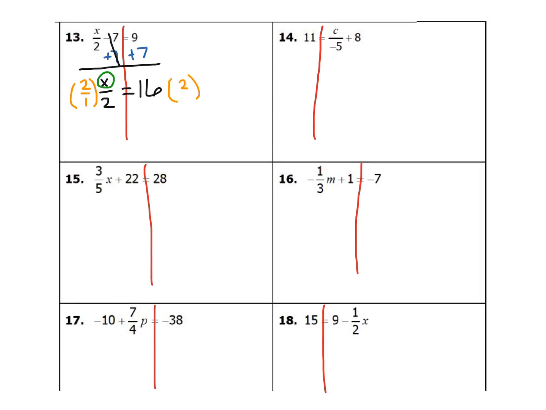Multiplying by 2 on both sides. 16 times 2 is 32. Bring down the x, and that's your answer.